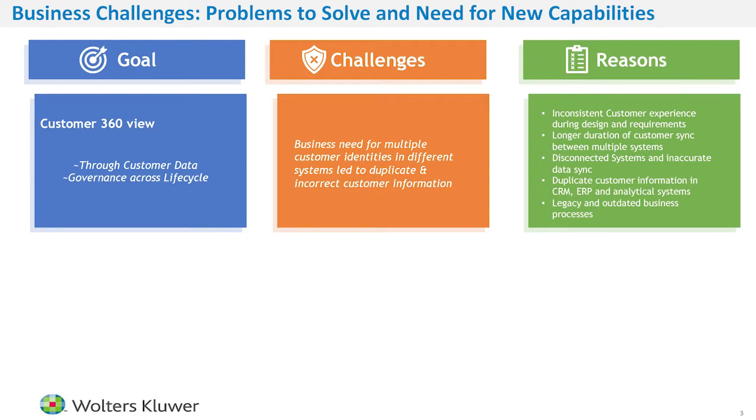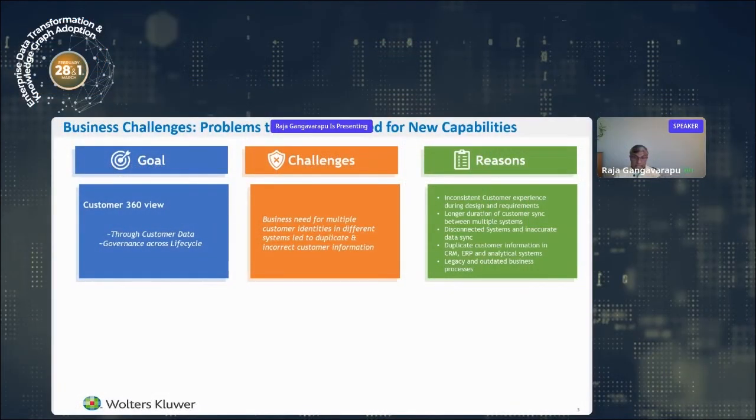And then longer duration of customer sync between multiple systems. Now it's like, okay, I want to create the customer hub or customer domain. Okay, fine. Now you start bringing all the data, and then it takes time to bring all of the data, right? First you need to design and bring it all together. And the disconnected systems and inaccurate data sync. Sometimes it's not easy to bring the data together.